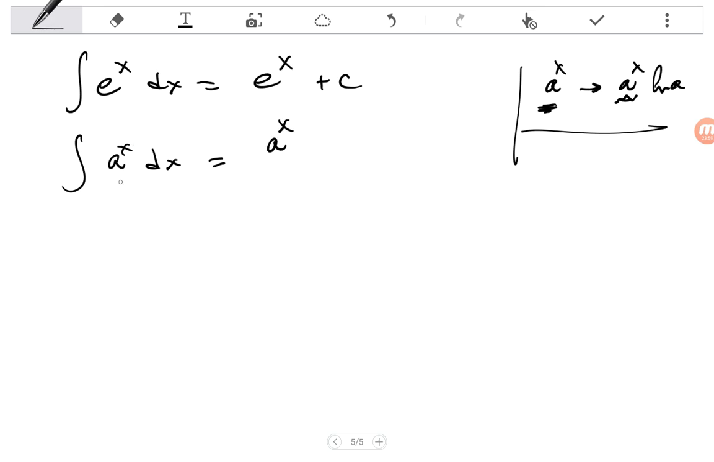But for this case, the integration of a power x dx, in this case, instead of multiplying by ln a, we will divide by ln a. Why? Because if you differentiate that expression, you will need to multiply by ln a, so they can be cancelled, and I will get a power x.